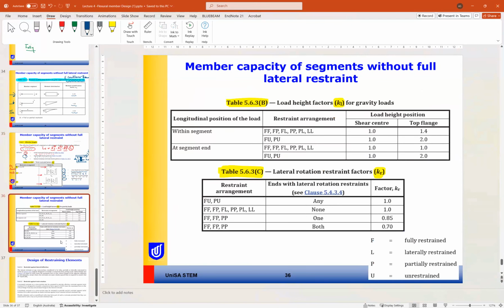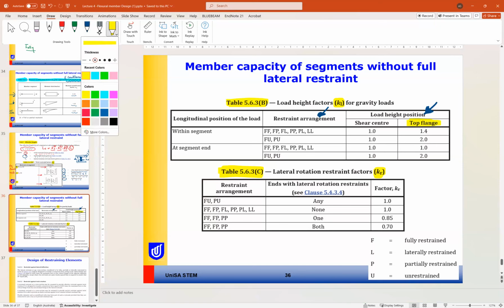For KL, again, according to the restraint arrangement and the location of the load, or the load height position. So if the load is applied on the top flange, you can take it from this table, from this column. If the load is applied at the shear center, you can take it from this column. So what does this mean?